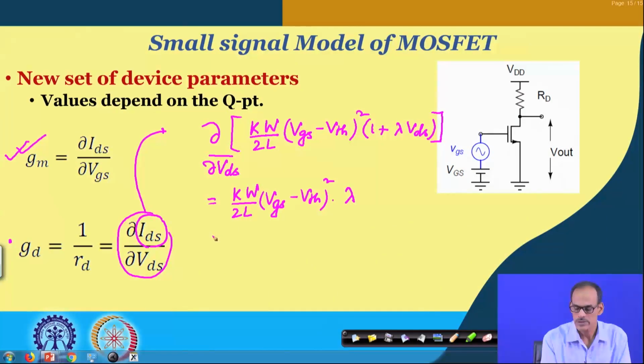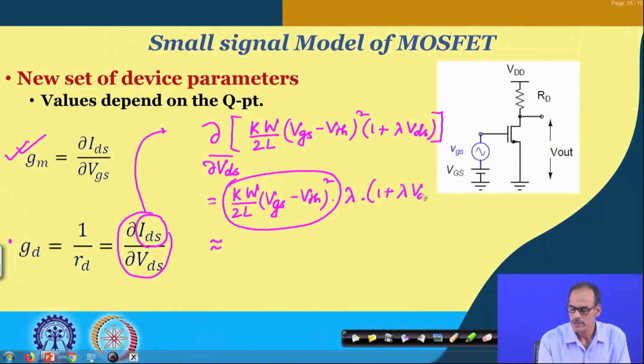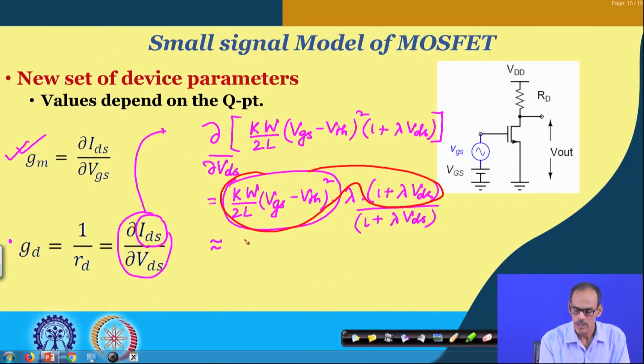So, you may say that this is well approximated by, this part if I multiply with the 1 plus lambda VDS part, and then divide by 1 plus lambda VDS, then what we are getting here is this part along with this gives IDS, and then in the denominator we have 1 plus lambda into VDS. So, this multiplied by lambda.